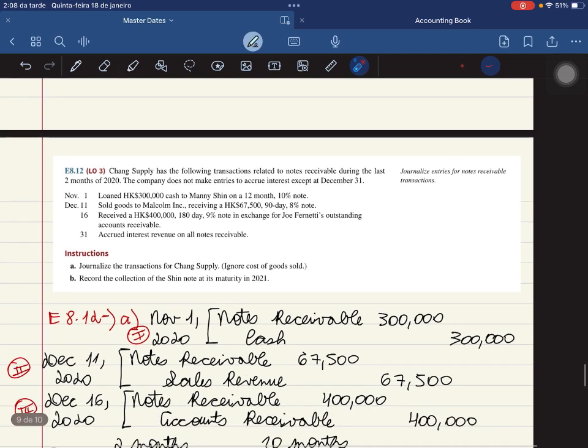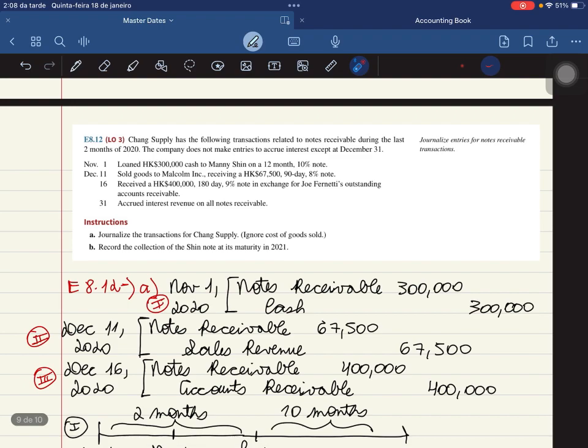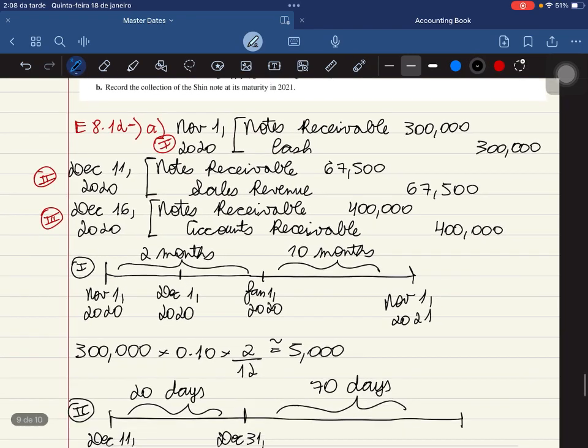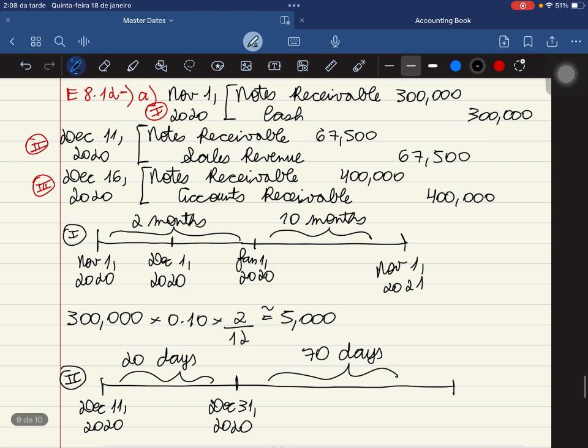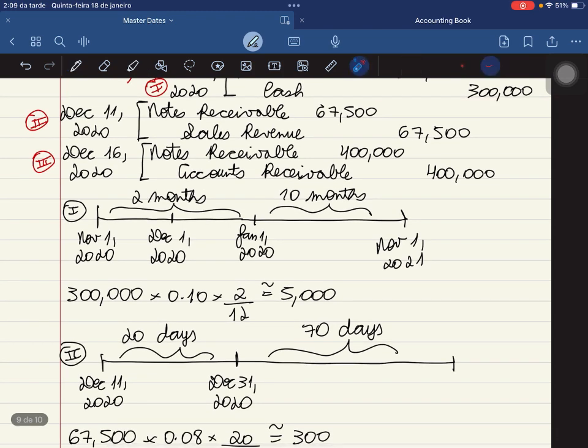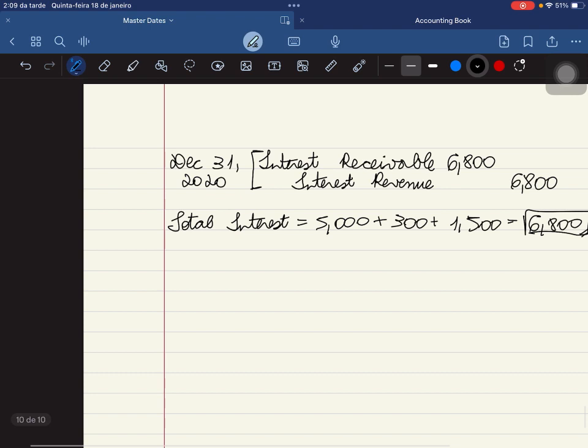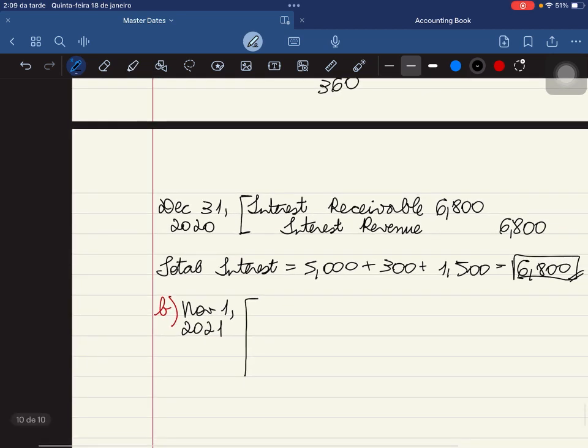Letter B, record the collection of the Shin note at its maturity in 2021. Okay, which one is the Shin note? It is the first one, right? So the Shin note is going to be matured on November 1st of 2021. So on November 1st of 2021, I'm going to have the maturity date. So on this date, I'm going to get the value of the original note plus all of the interest that I got, right? So this amount is going to be transformed into cash.